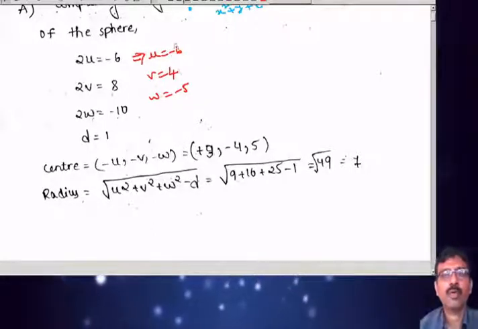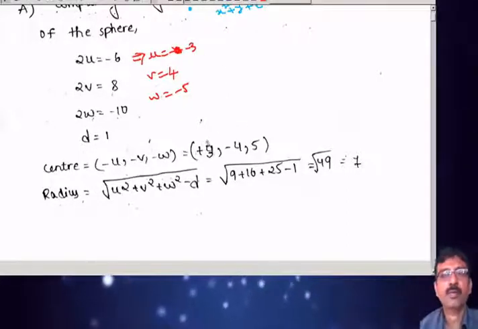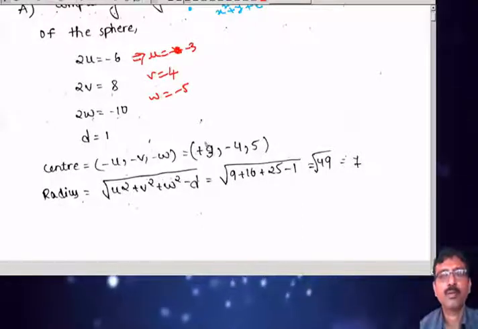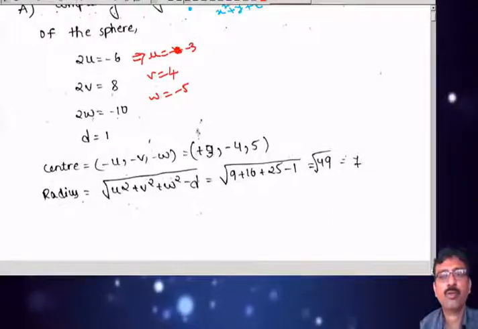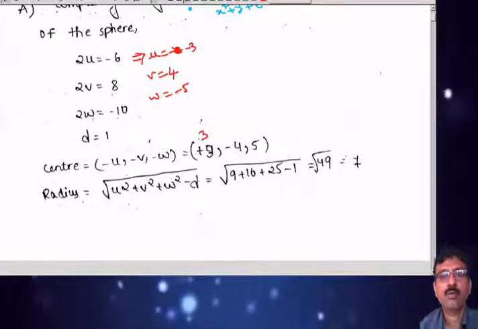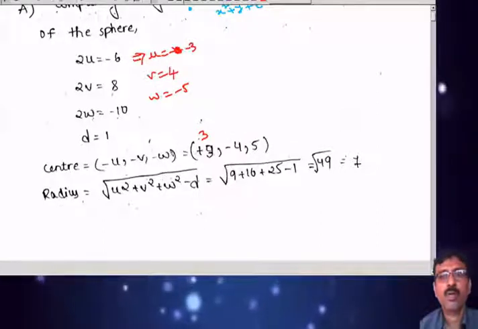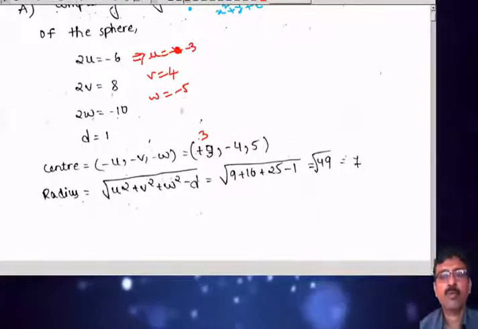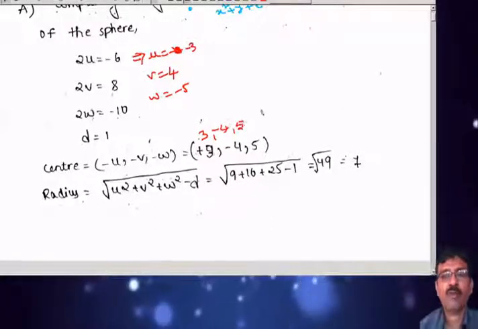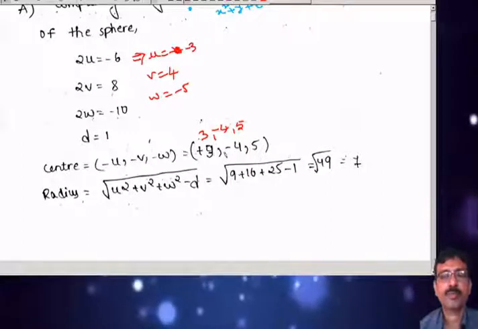Therefore u equal to minus 3, and minus u equal to 3. v equal to 4, and minus v equal to minus 4. w equal to minus 5, and minus w equal to 5. So 3, minus 4 and 5. This is the coordinates of the center of the sphere.